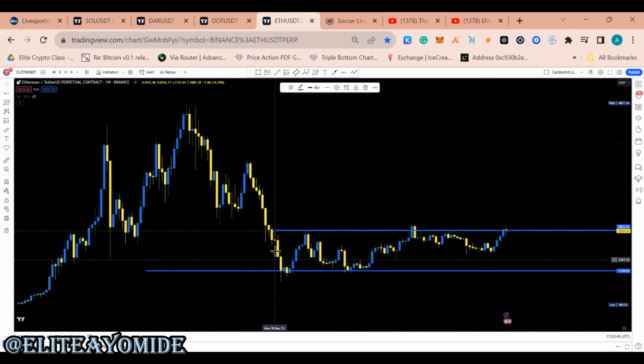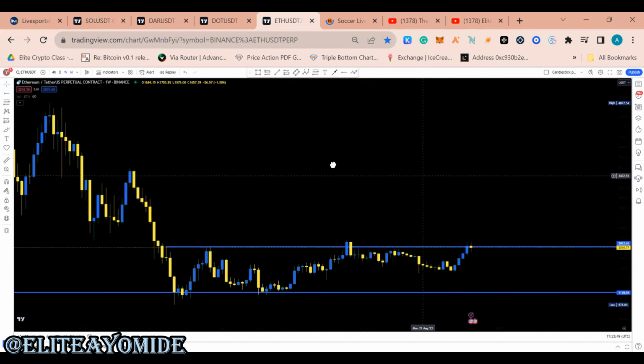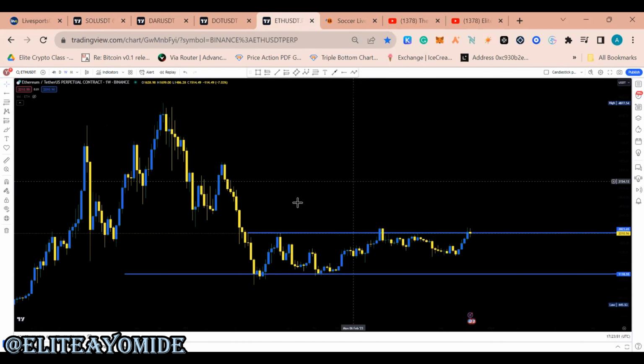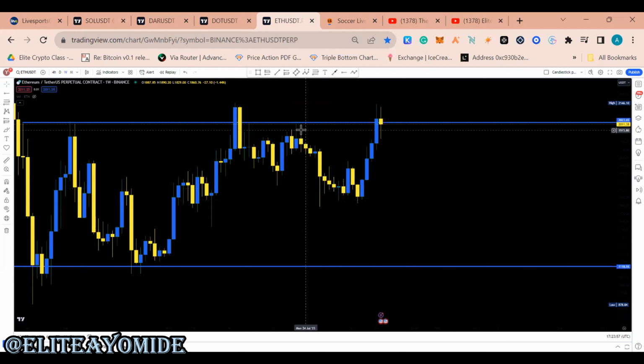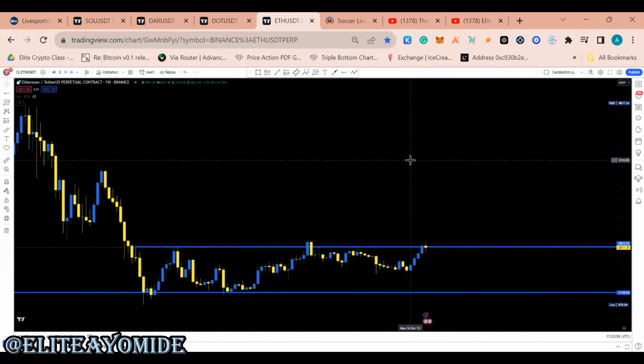So looking at the resistance, you can see 1, 2, 3. The market is currently at the resistance right now. You can see this is a touch here, a touch here, even a touch here. There was even a touch here and a touch here, giving us a 4 time area of value.